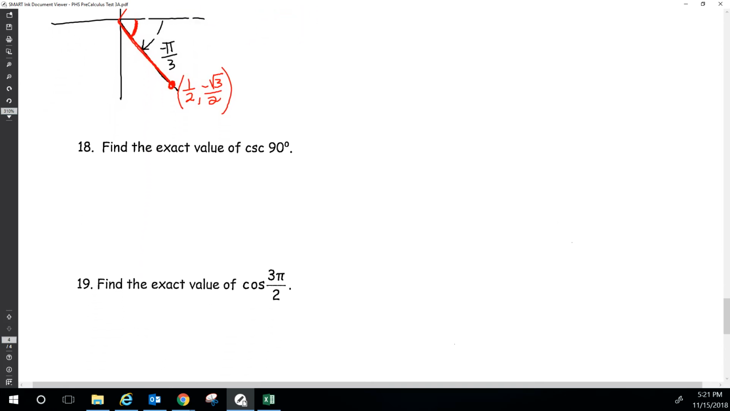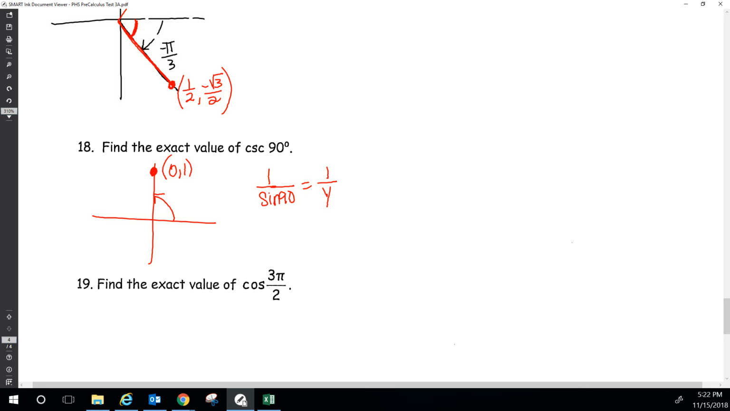All right, find the exact value of cosecant 90. So 90 degrees is this angle here. This point up here on our unit circle is 0, 1. Cosecant is 1 over sine, and so that's going to be 1 over my y value. Remember, sine of an angle is the y coordinate.